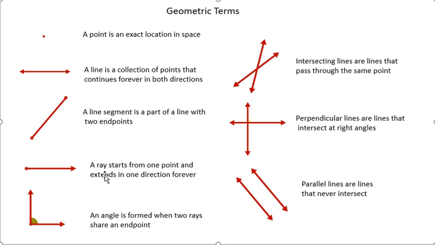Now let's learn about an angle. How is an angle formed? An angle is formed when two rays share an endpoint. These are the endpoints, right? So when these lines meet at a point, they form an angle, right? So an angle is formed when two rays share an endpoint.